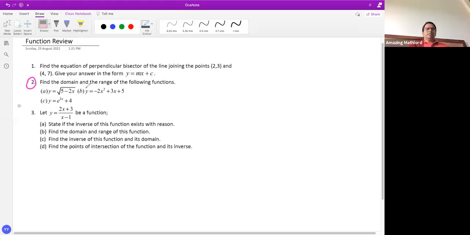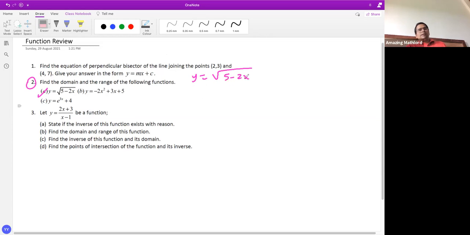Now question number 2 is where you have to find the domain and range. For domain and range, what I recommend is that for this kind of question you always need to have multiple approaches. If you have the transformation skills, if you have the graphing skills, they all help. And when you want to give a detailed answer, try to write down as many details as possible for these kinds of questions. So coming to the first one, you're talking about root of 5 minus 2x.